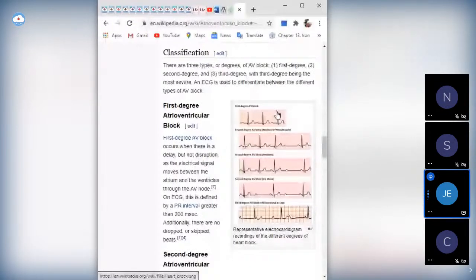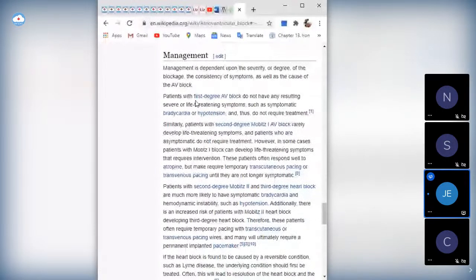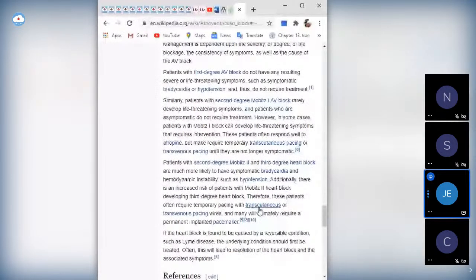There's the management we want to look at. Patients with first degree heart block do not have any resulting severe or life-threatening symptoms, such as symptomatic bradycardia. Of course, we know where the issue really is when you get to the complete heart block. So most times, people with first degree AV nodal block, you don't do anything, it's just conservative management, watchful waiting. Second degree Mobitz type 1, which is the Wenckebach phenomenon, some of them you also manage conservatively, just watch and wait.